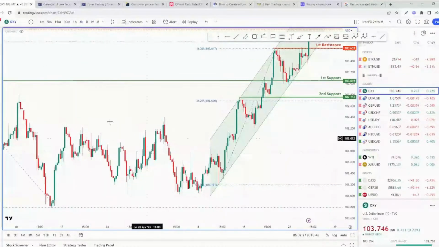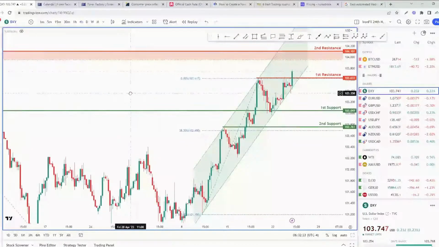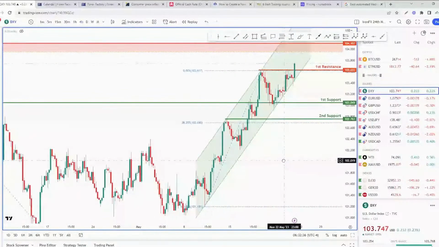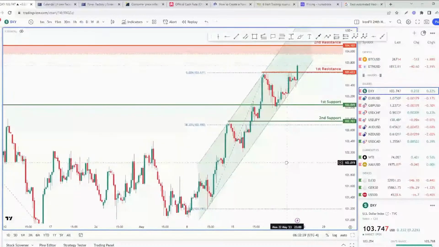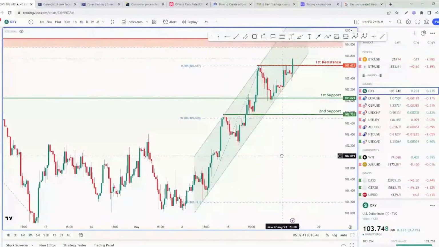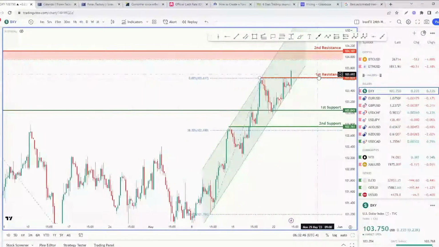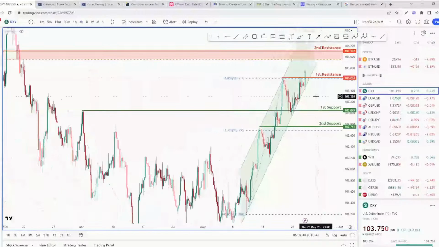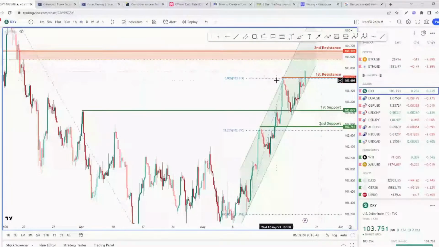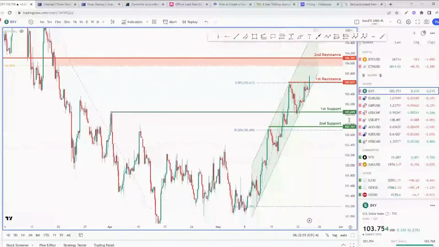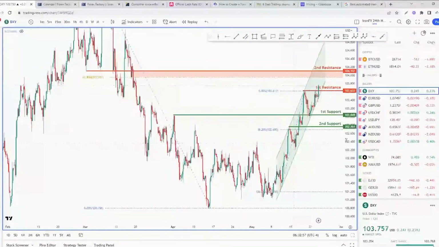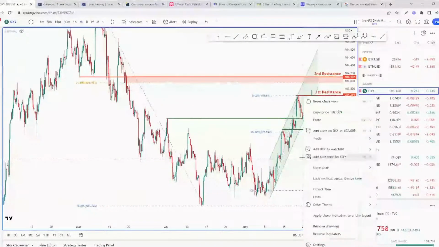Otherwise, I'm on the 4-hour chart for the dollar index, DXY. This is a dollar index that tracks the performance of the US dollar relative to all its peers. As you can see, earlier in the day, we had identified the first resistance level at 103.6. Let me quickly show you how we identify various support levels, overlapping support and resistance levels.